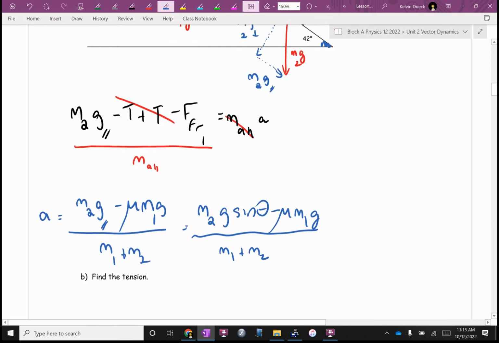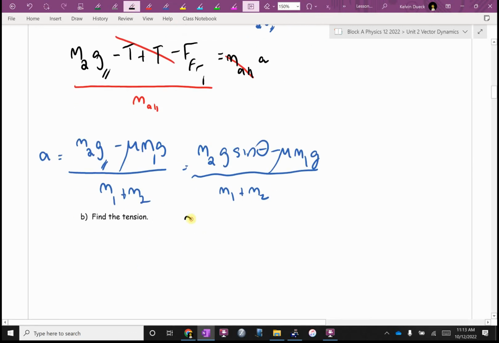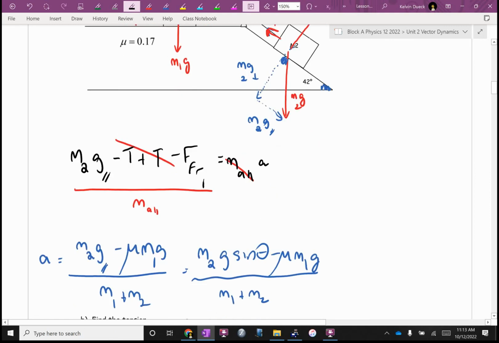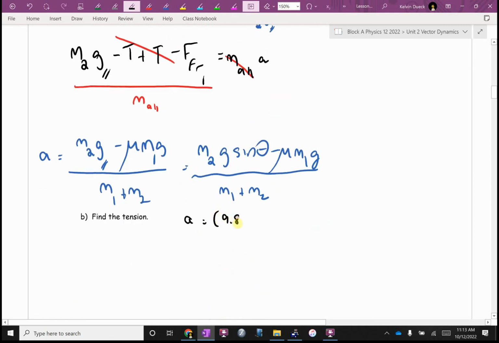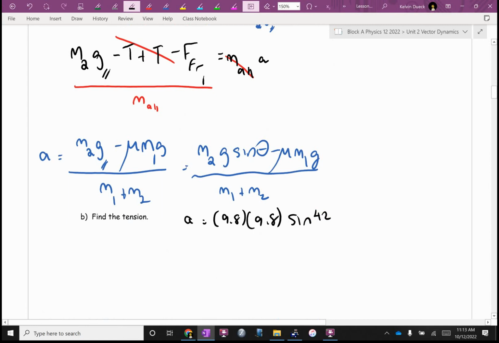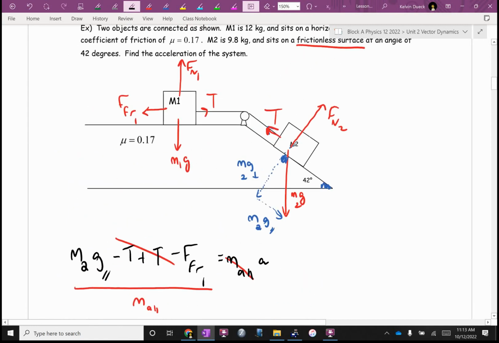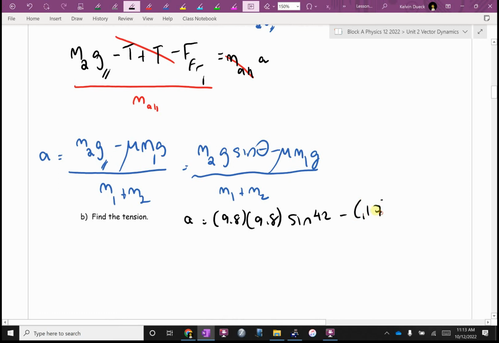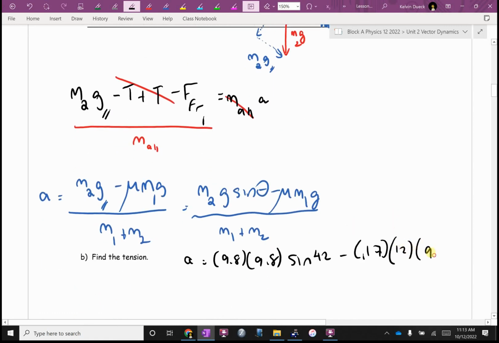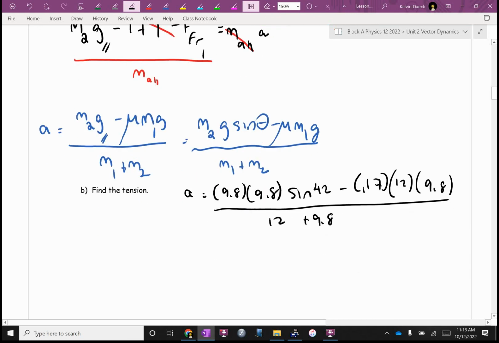Let's see if I can fit the numbers in here. I'm going to go to one more line. a equals, what was m2? 9.8 times another 9.8 sine 42 minus, what was mu? 0.17 times 12 times 9.8, all divided by 12 plus 9.8.